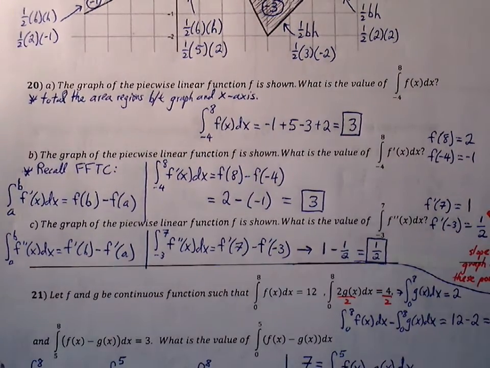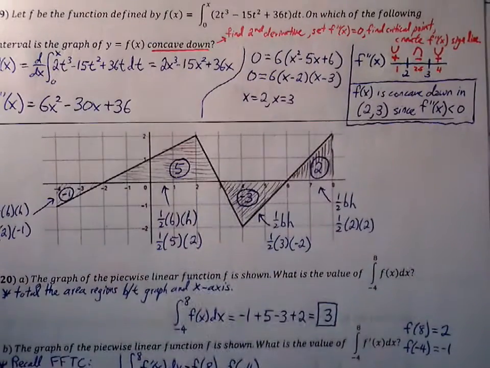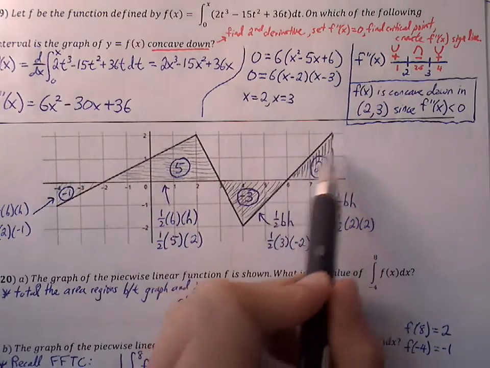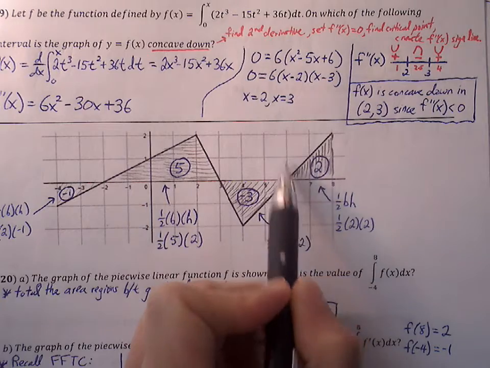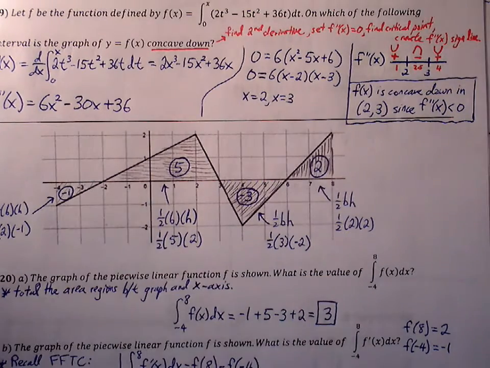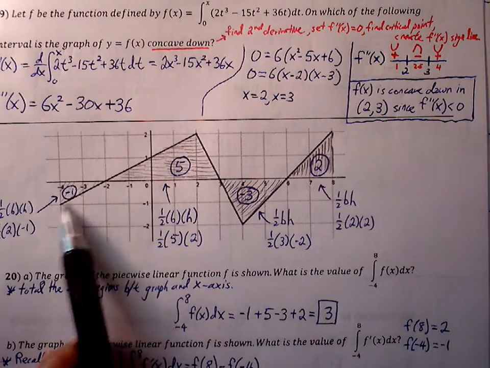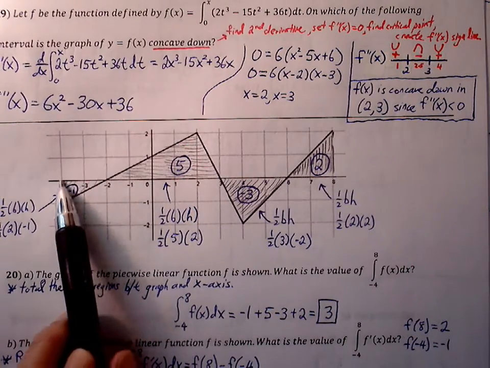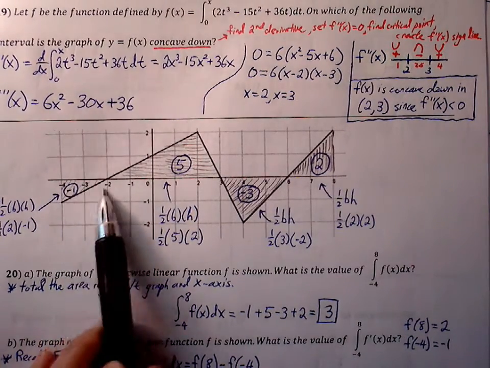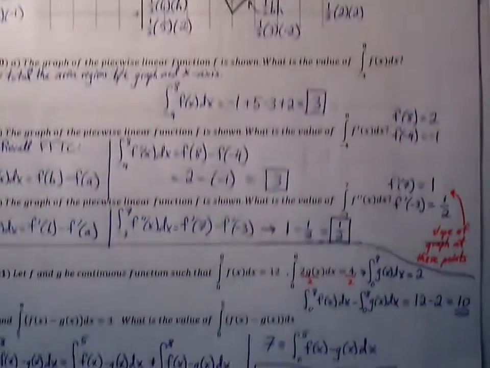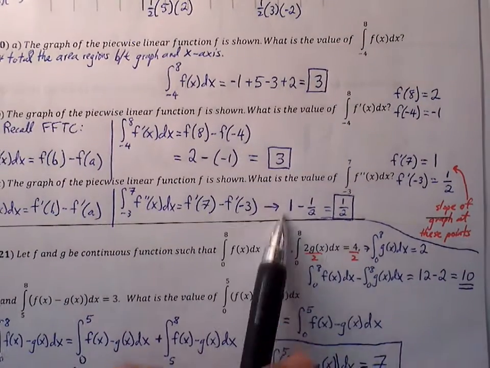So f prime of 7 is just the slope of the f graph at 7, which is going to be a positive 1. And then f prime of -3, the slope of the f graph at -3, that's just a positive slope, right? Up 1 over 2, so a slope of 1/2 there. So we have 1 minus 1/2, which is 1/2.